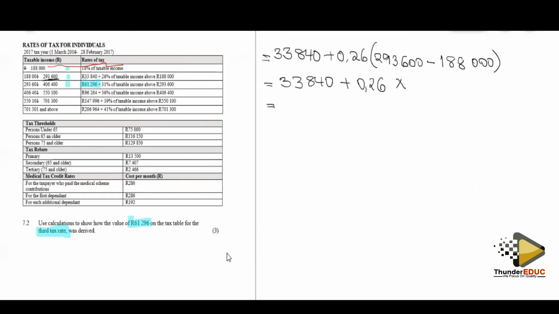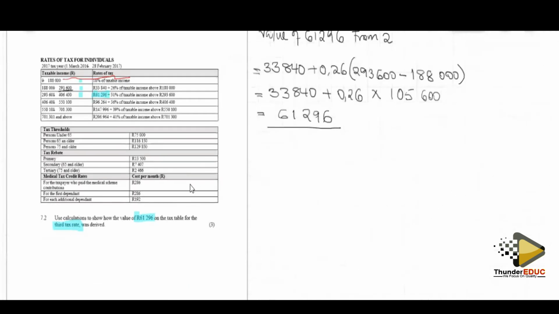Sorry about that. When I subtract, because I'm trying to simplify, I end up having 105,600. And my final answer becomes 61,296. So we shall not mark this. We shall only mark the steps that are seen above.